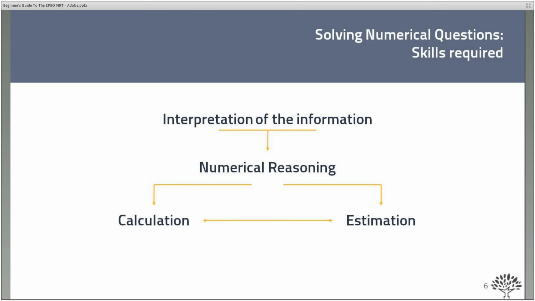Then we're going to talk about numerical reasoning. That's the part where you figure out what exactly you have to do with that information once you've identified it. And then we're going to talk about calculation and estimation. These are two techniques that can be used interchangeably. Sometimes you'll use calculation for an answer, sometimes you'll use estimation, and sometimes you'll use a bit of both. But both of them are very important skills, and if you can master both of those, then you're going to be in a strong position.